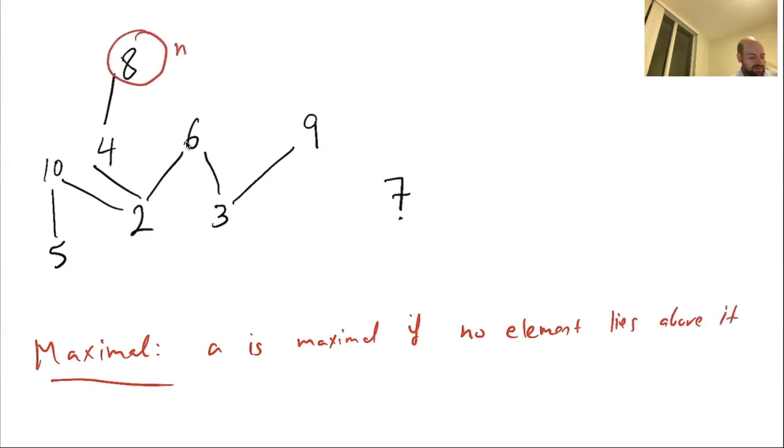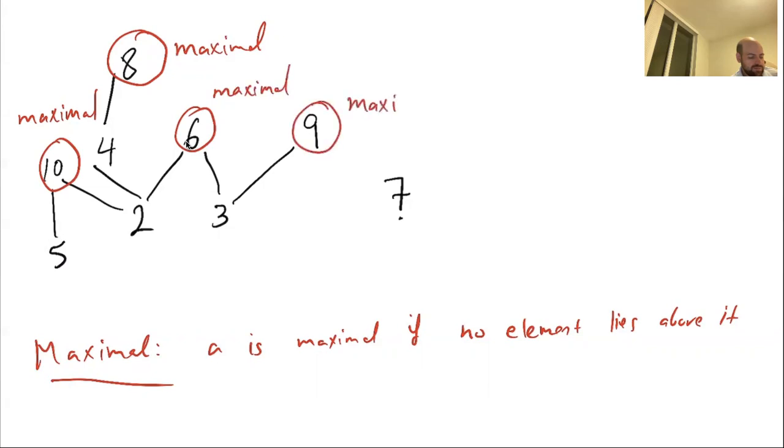So let's see. That means 8 is maximal because no element is above 8. 4 is not maximal because we have 8 above 4. 2 is not maximal because we have 4 above 2. 10 is maximal, nothing above 10. Nothing above 6 either, so 6 is also maximal. 9 also maximal. 7 also maximal. Yeah, 7 is an isolated point, but nothing lies above 7, right? So 7 is also maximal.